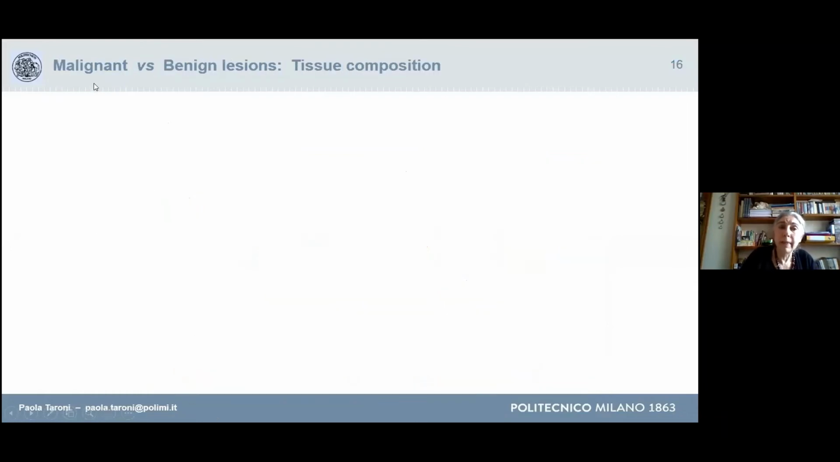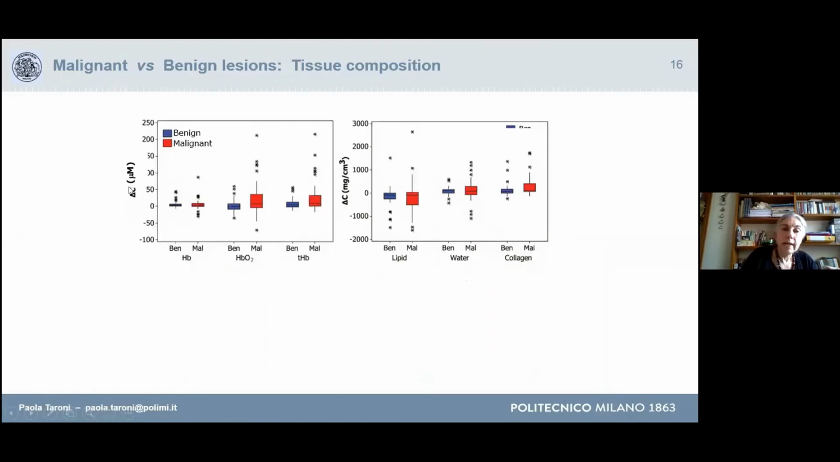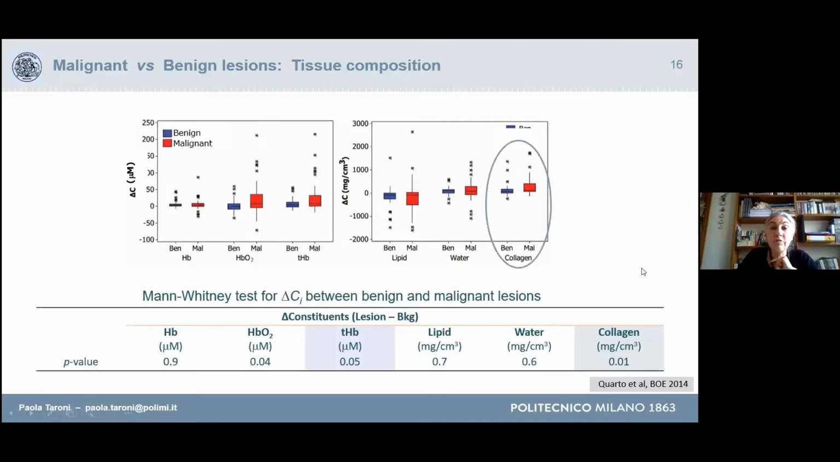And we have done that for malignant and benign lesions, and we considered the difference in composition between lesions and average tissue in the same breast. And we see that for all lesion types, both benign and malignant, in the lesion we have higher blood content, lower lipid, higher water, and higher collagen as compared to the healthy tissue. This is true for both malignant and benign. It's more marked in malignant lesions for collagen and close to significance for blood content. But we also see some difference, even though not statistically significant, on the other constituents.